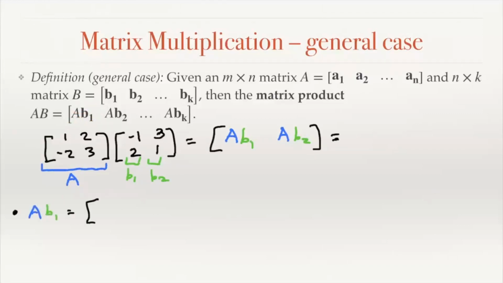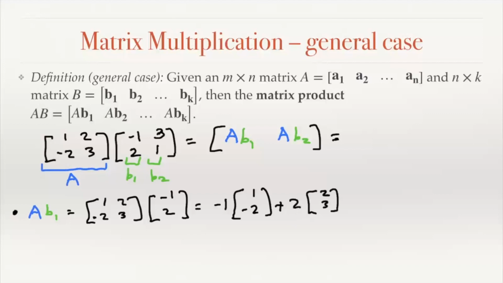So AB1 would be [1, 2; -2, 3] times [-1, 2], and we compute that. Remember that these are just the weights on the two columns, so it's -1 times the first column, plus 2 times the second column of the matrix, which is 2, 3. And we compute that, and we have -1 plus 4 is 3, and 2 plus 6 is 8. That 3, 8 was our AB1, so it is the first column of the matrix product.